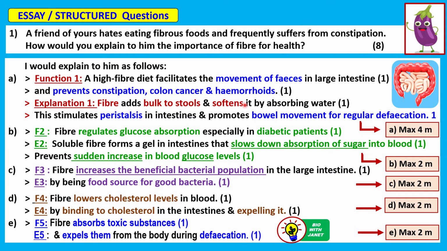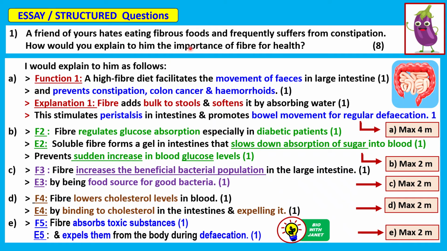Insoluble fiber adds bulk to the stools. Soluble fiber softens it by absorbing water, because it's like a gel-like substance. So this will stimulate peristalsis because of the bulk in the stools. And then it promotes smooth bowel movement for regular defecation. So the person will not suffer from constipation anymore if he takes fiber.